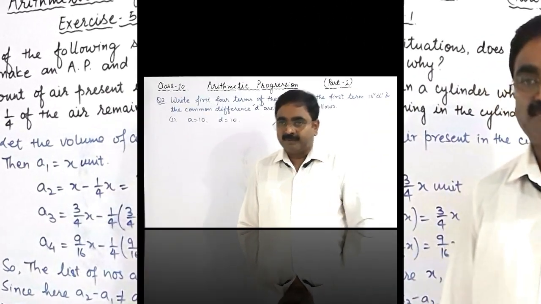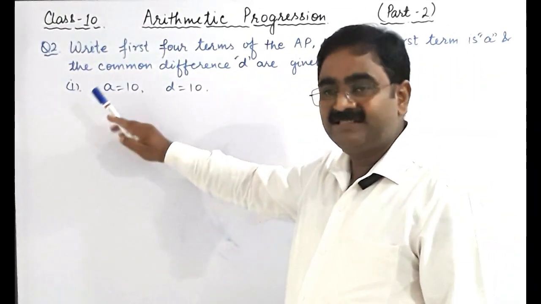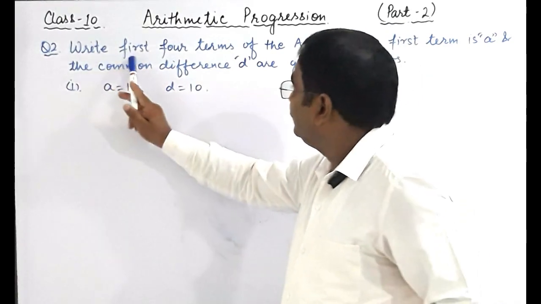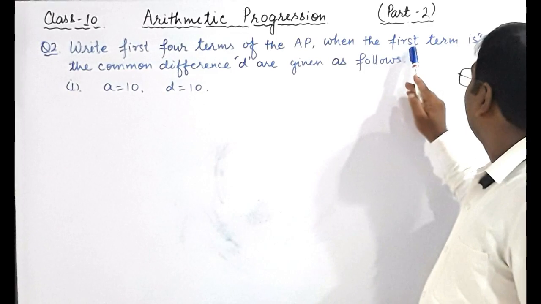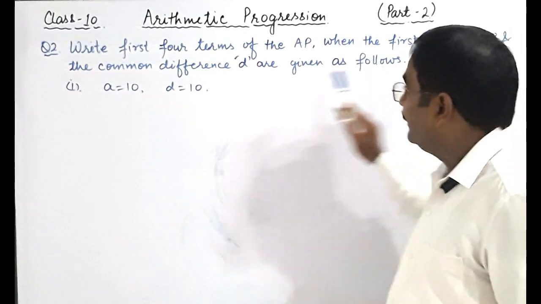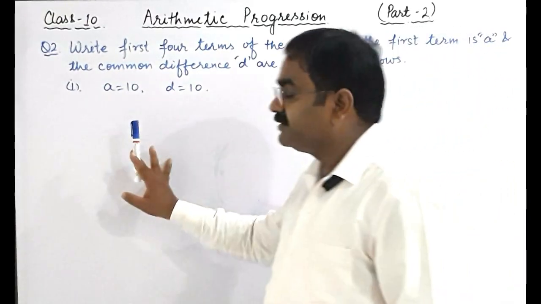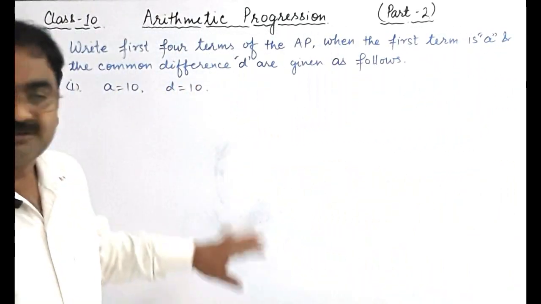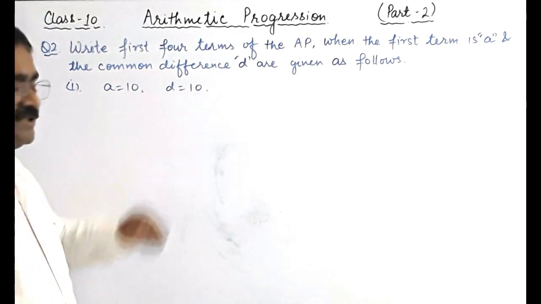In the second question of this exercise, it is given: write the first four terms of the AP when the first term a and the common difference d are given as follows. In the first part, we see here in the solution that the first term is given and the common difference is given.